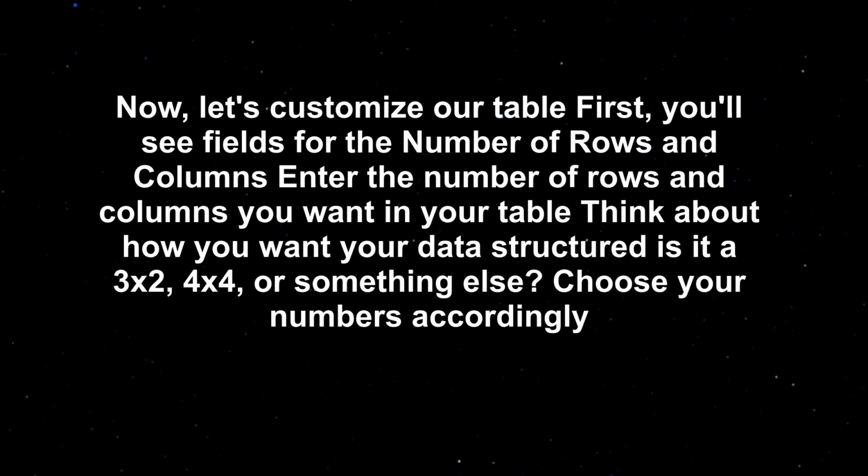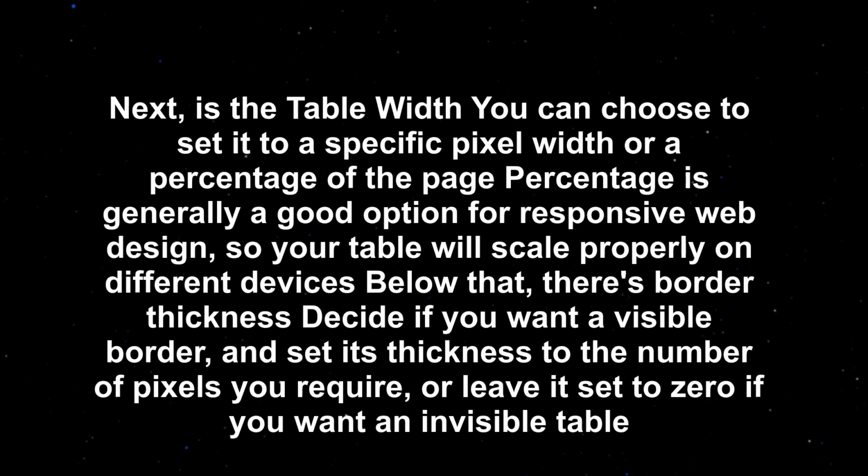Now, let's customize our table. First, you'll see fields for the number of rows and columns. Enter the number of rows and columns you want in your table. Think about how you want your data structured. Is it a 3x2, 4x4, or something else? Choose your numbers accordingly. Next is the table width.